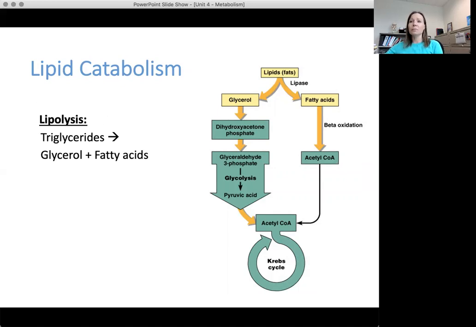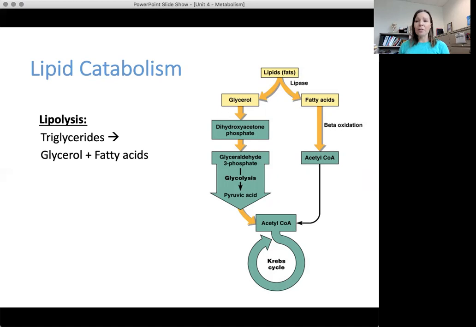So first of all, when you ingest lipids, and remember the most common type of lipid that you are eating in your diet are triglycerides. Triglycerides are broken apart by the enzymes in your digestive tract, by lipases, and also with the help of bile. They're broken into their two main components, which are glycerol and fatty acids. The hormones that promote that are cortisol, epinephrine, and norepinephrine.